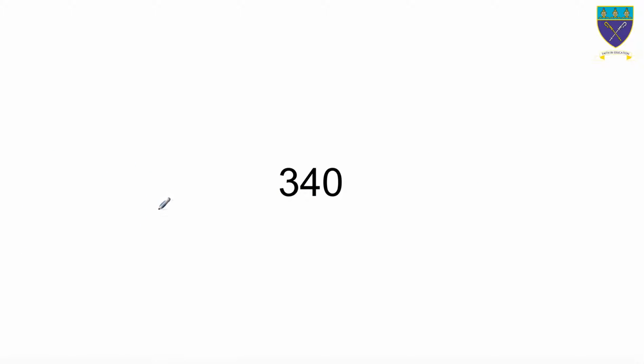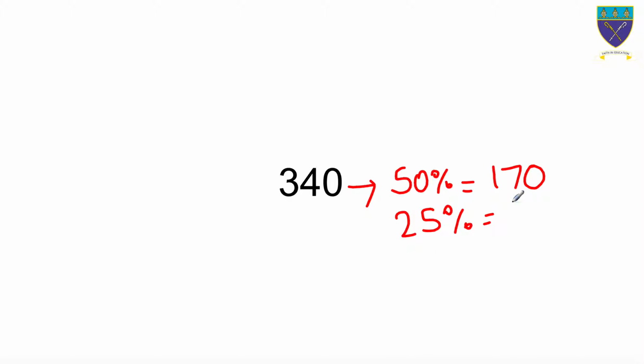If I've got a number like 340, then I still use exactly the same principles. I will find 50% first by halving that number. So half of 34 will give me 17, and then the 0 added on the end. So 25% would be half of 170, which is 85. 75% would be these two added together. So 255.